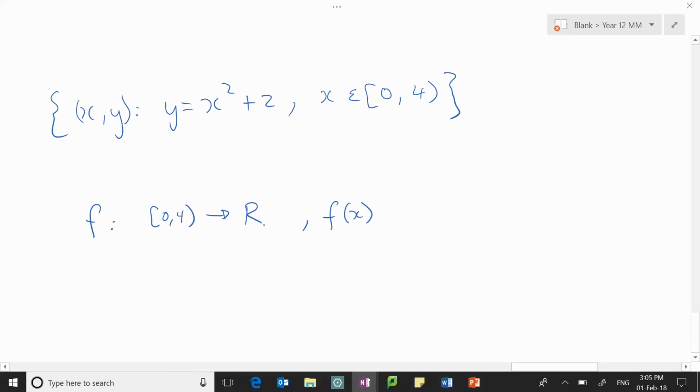This means maps onto, which I'll explain. And R, we know, means all real numbers, right? Then you write f of x. Well, what is the function? The function is x squared plus 2. So this is not something that you're unfamiliar with. What you're unfamiliar with is what this whole thing means.